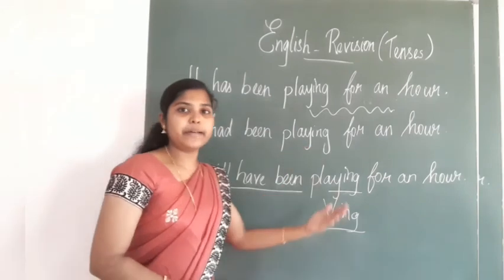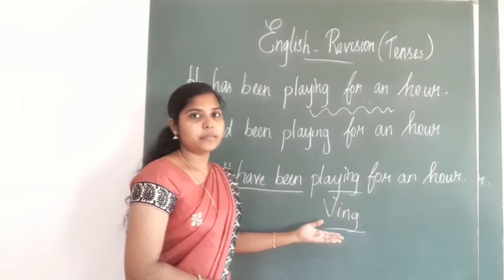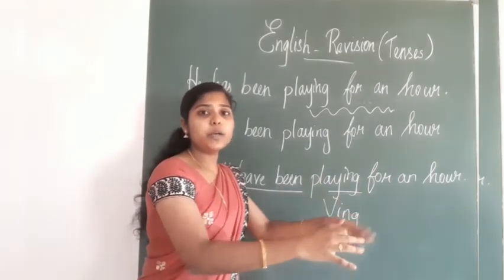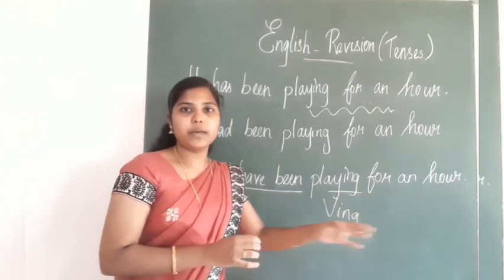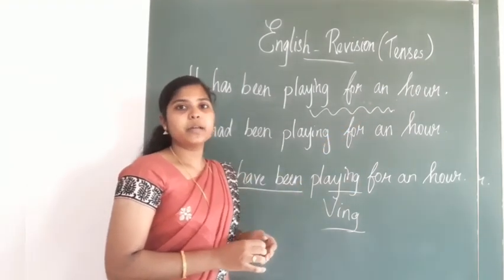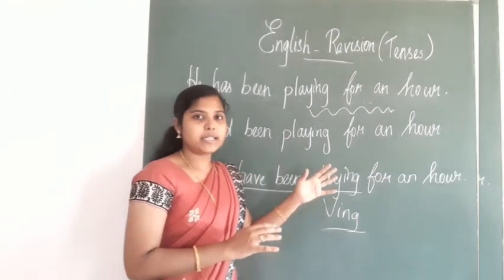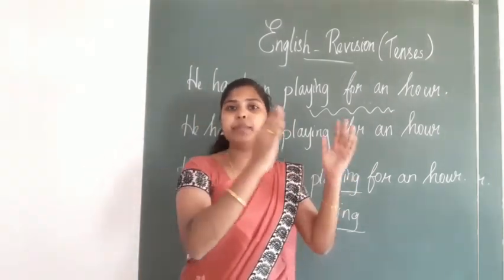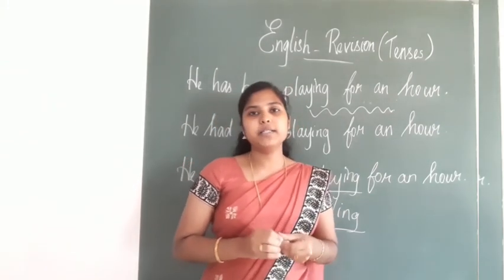So future perfect continuous tense is indicating a progressive action, an ongoing activity which will continue in the future for a particular period of time. Since 2 years, 5 years, for 1 hour, for 2 days, for 3 weeks. So it is indicating a continuous activity for a particular period of time. It will continue from this time to this time. Okay. This is all about perfect continuous.